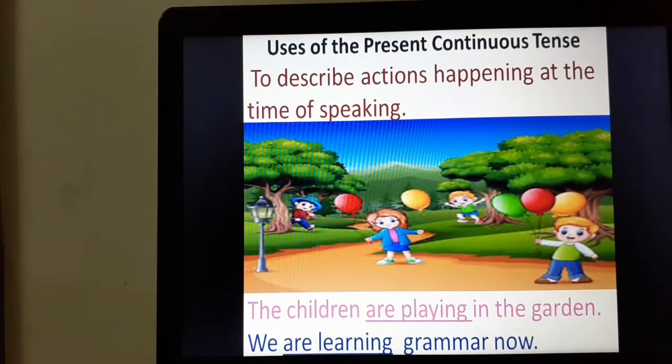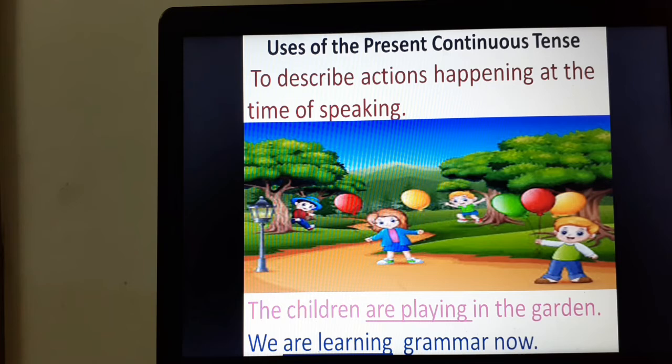Now, uses of the present continuous tense. It is used to describe actions happening at the time of speaking. The children are playing in the garden. We are learning grammar now. In the very first sentence, it's about what is happening in the garden. The children are playing. So, the children are playing at the moment.